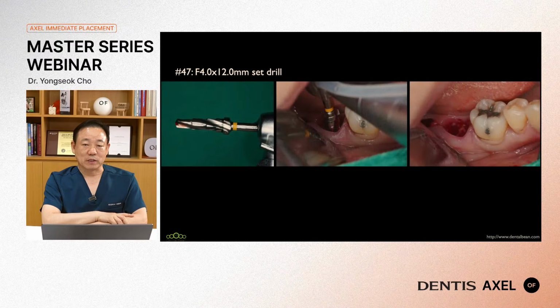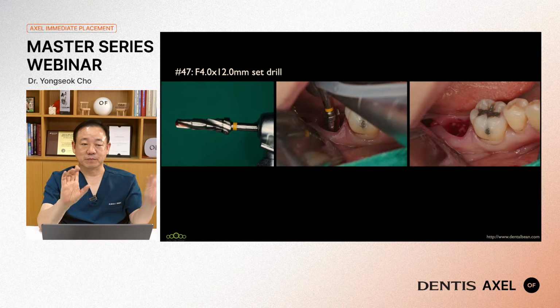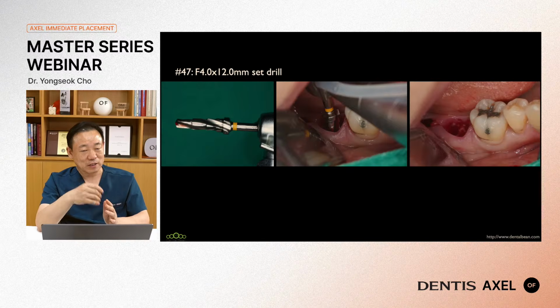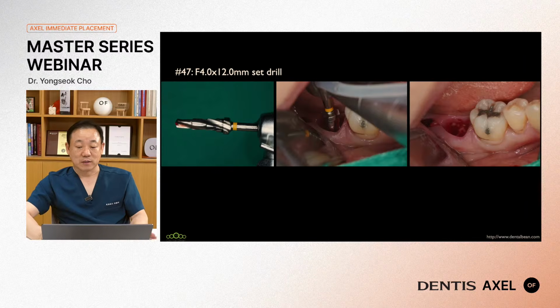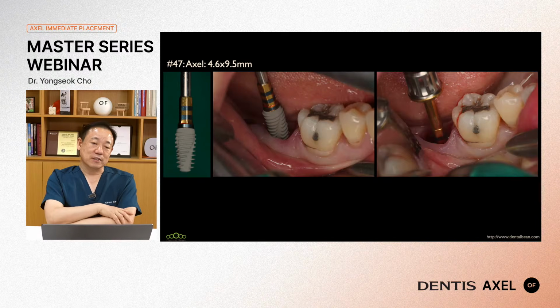Carefully prepped the osteotomy again, and the last drill was the 4.0 by 12 millimeter drill. Even in the same patient, it is a split mouth situation, a very similar situation, but bone density is different depending on the location. I felt a slightly soft bone density, so I tried under-preparation on the right side. After under-preparation, I placed the same size, the same length implant.